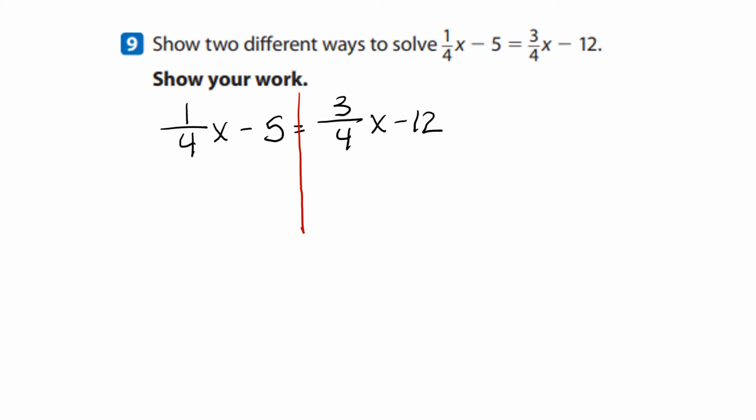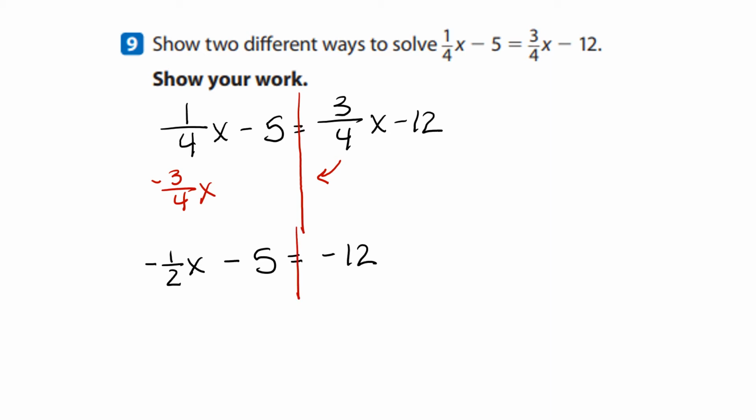So the first step is to combine our x variables, the 1/4 and the 3/4. We move the 3/4x to the left-hand side, and we do the opposite. So instead of 3/4, we do a minus 3/4. And using our calculator, 1/4 minus 3/4 is going to give us a negative 2/4, or a negative 1/2x. The minus 5 stays the same, and the negative 12 stays the same on the other side.